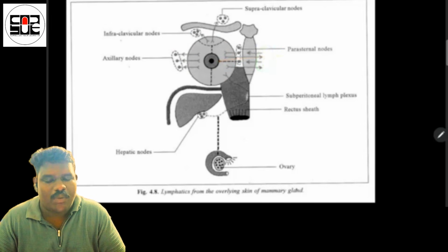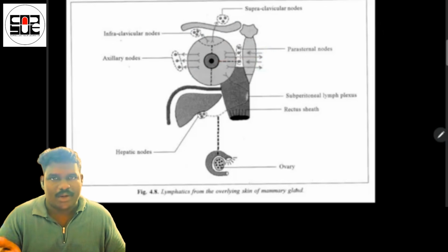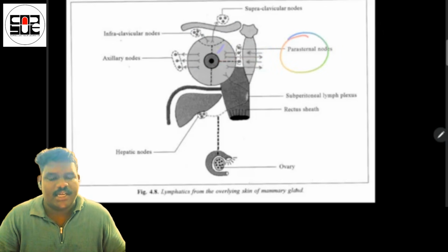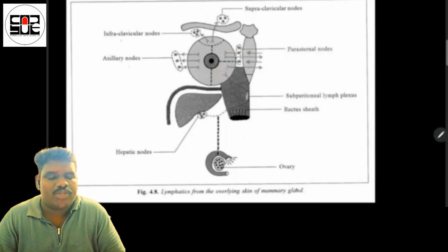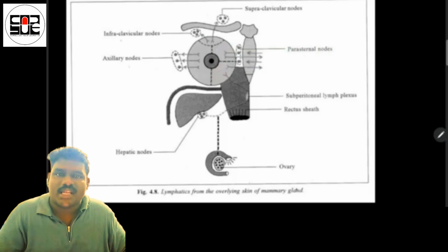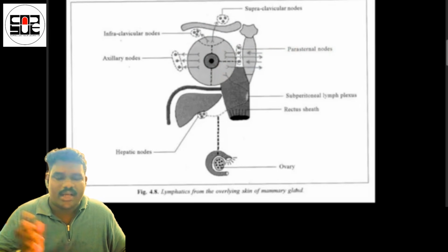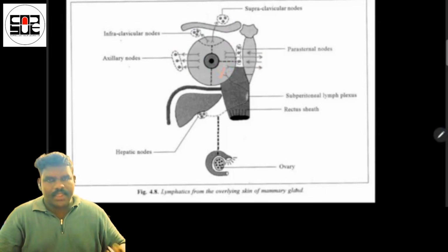They cross the midline, and the opposite side parasternal or internal mammary nodes communicate. If some pathology like carcinoma breast is present here, it can metastasize into the opposite breast, giving a chance of opposite side breast cancer, and this spread is by the parasternal lymph nodes.